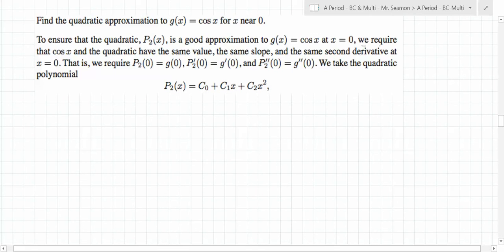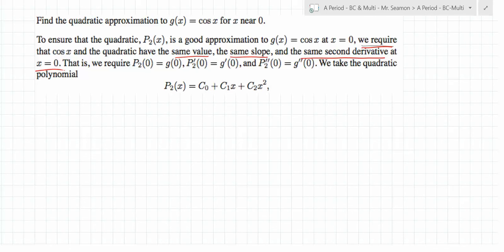It says, we require, and I'll make it red, we require that the quadratic have the same value, the same slope, and the same second derivative at x equals 0. So what we're searching for is a quadratic that has the same value of cosine x at 0, the same first derivative at 0, and the same second derivative at 0. Does everybody understand what I just said out loud there? Yeah. So a substitution problem.